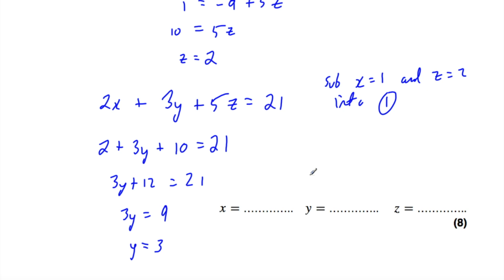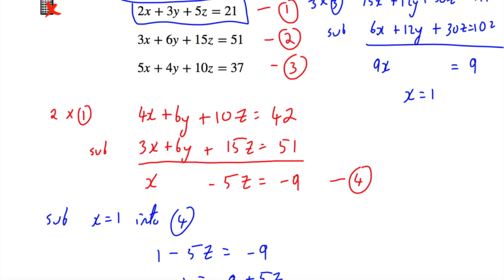So that's great. We've got that x is equal to 1, y is equal to 3, and z is equal to 2. And that's great. We've now got the values of x, y, and z. And let's just check that. I like to check our answers. So let's substitute those into equation 2 and see if that's right.